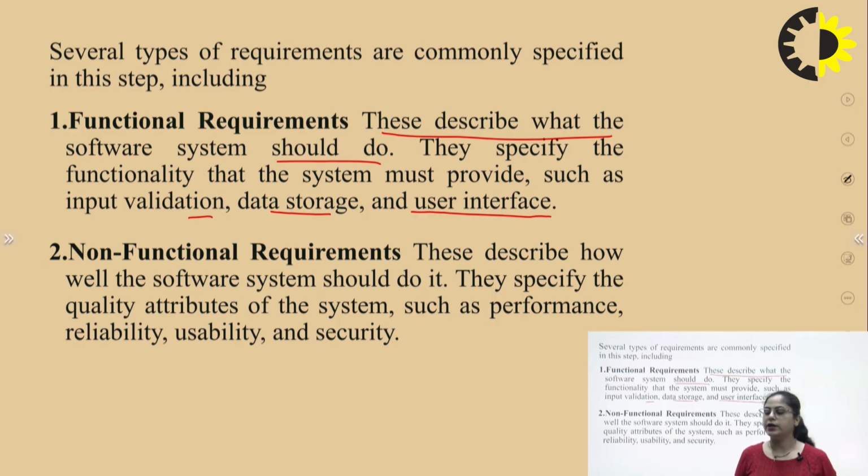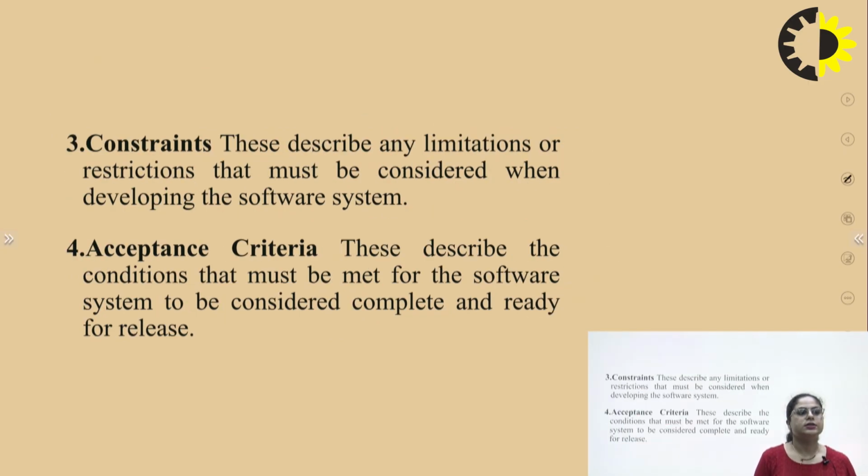Non-functional requirement describes how well the software system should do it. Functional requirement is what the software system should do, and non-functional requirement is how well the software system should do it. They specify the quality attributes of the system such as performance, reliability, usability and security.